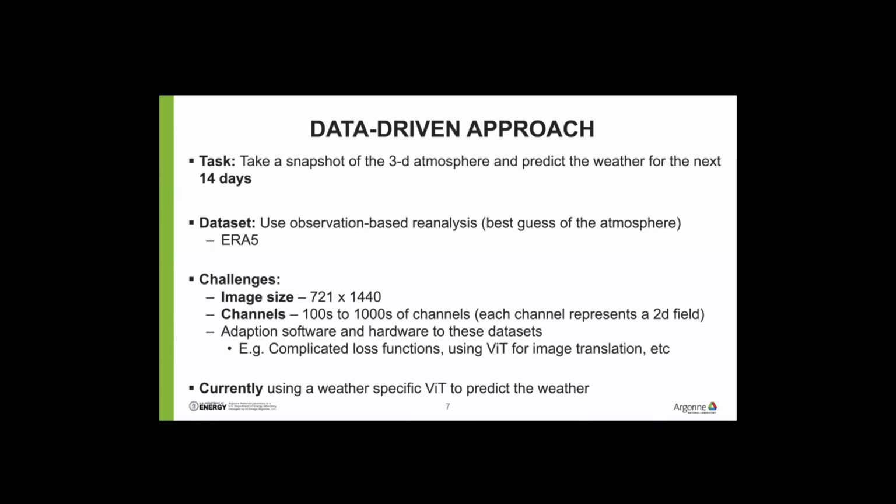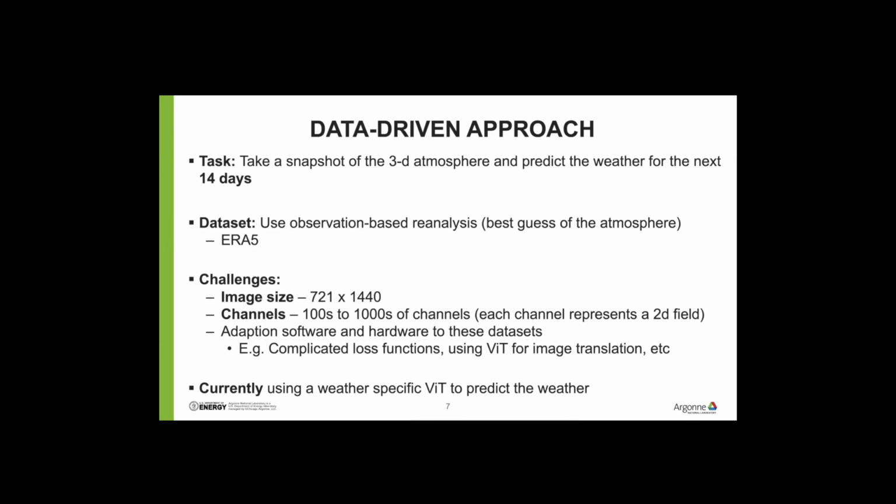To start off, we start with a very high quality data set. These are the same data sets that these private companies have been utilizing, specifically using observation-based reanalysis. So this is the best guess of the atmosphere, specifically ERA5 for those who are interested. Working with this data set can actually be a very large challenge from a computer science and machine learning engineering perspective. These images are much larger than what we typically look at. We're talking about a 721 by 1440 image.